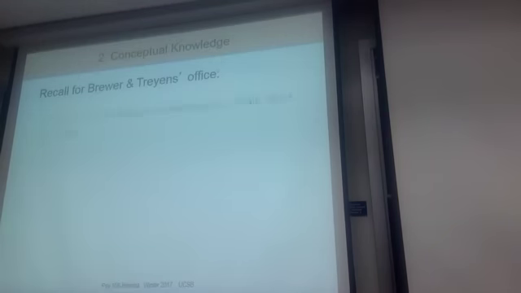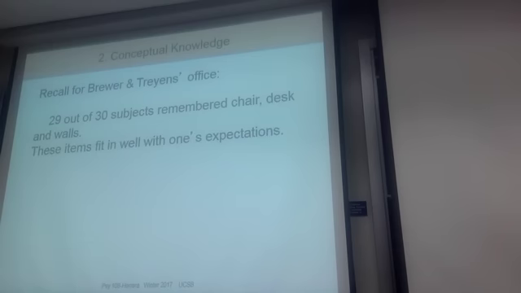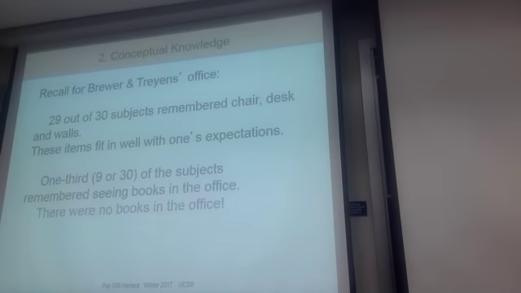So it looked something like that, lots of random stuff in there. And so people were really accurate at recalling things that are part of the schema for office, that there should be chairs, there should be a desk, there should be walls in an office. That's basically our default values for things that an office has. So these fit well with people's expectations. But only a third of the subjects remembered seeing books in the office, but there actually weren't any books in the office. And so this shows that we often falsely remember information that is consistent with our schema.